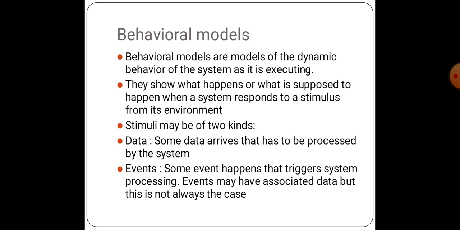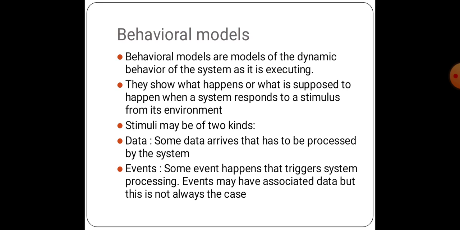There are two kinds of stimuli. One is data, another one is event. Data: some data arrives that has to be processed by the system. Means some data will be given to the system that should be executed by the system. That is data. What is the event? Some event happens that triggers system processing.